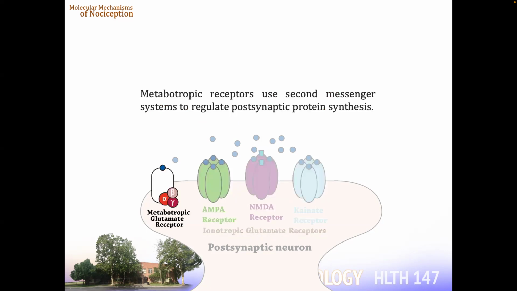Okay, the metabotropic receptors, these work through second messenger systems. This just means a signaling cascade. In this case, it's PKA signaling, protein kinase A. It's not just letting ions in.